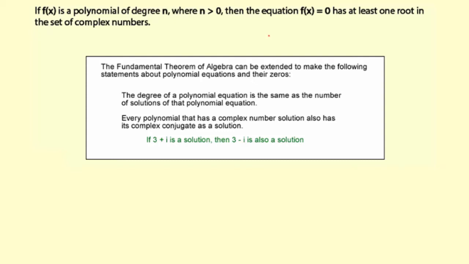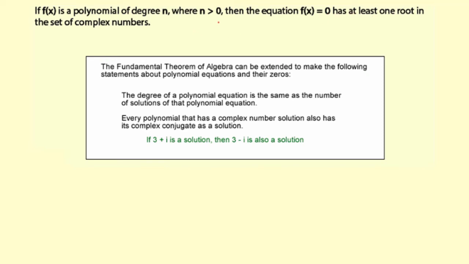So the big picture for this lesson is the fundamental theorem of algebra. The fundamental theorem of algebra says if f of x is a polynomial of degree n, where n is greater than 0, so you have a polynomial with a positive degree, then the equation f of x equals 0 has at least one root in the set of complex numbers.